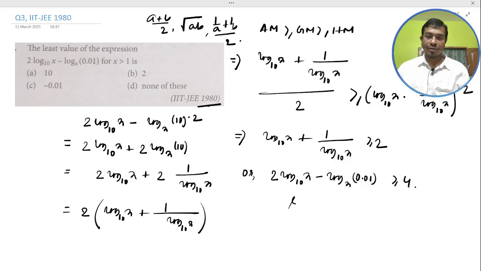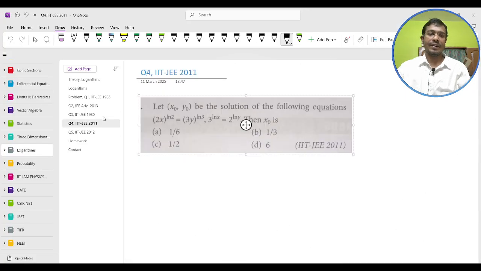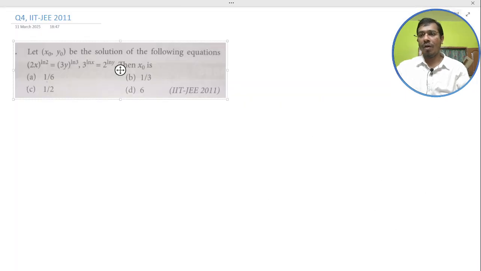Okay, so the least value means greater than or equal to 4. 4 means here the option would be none of this. None of this. Option D is correct. Next question.